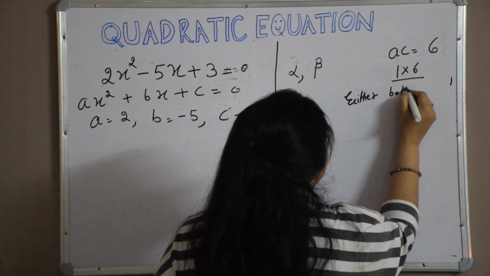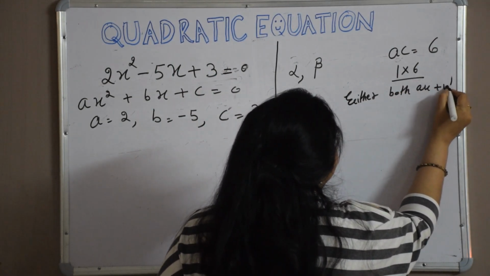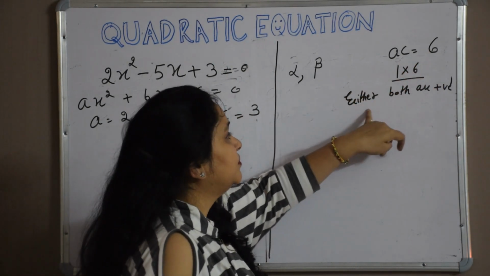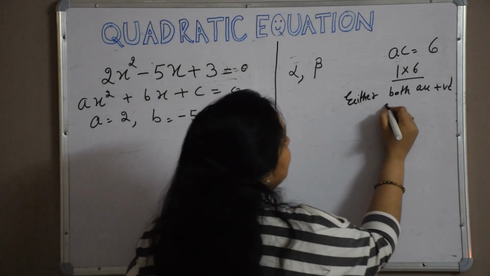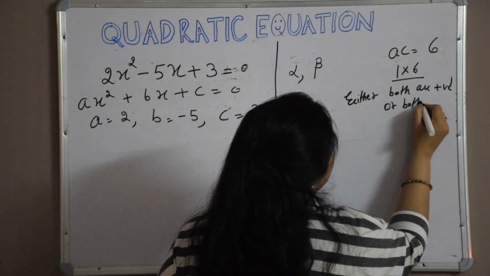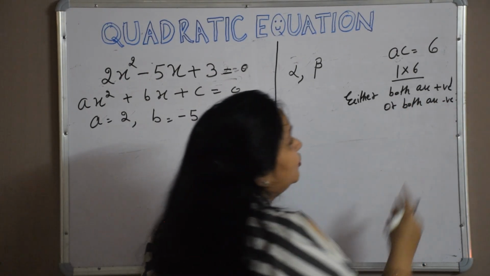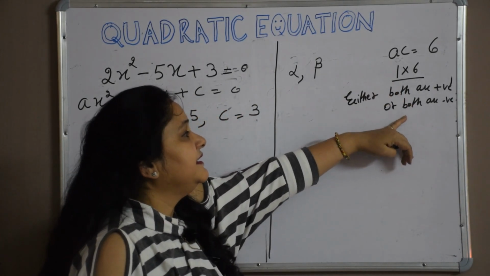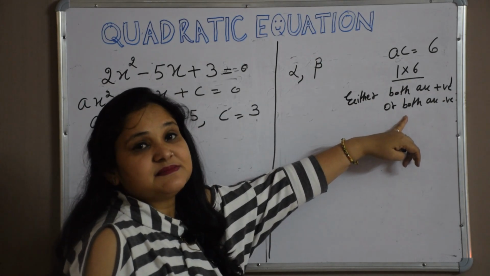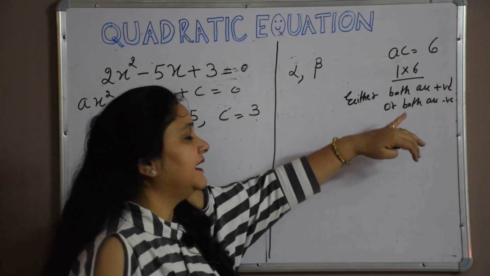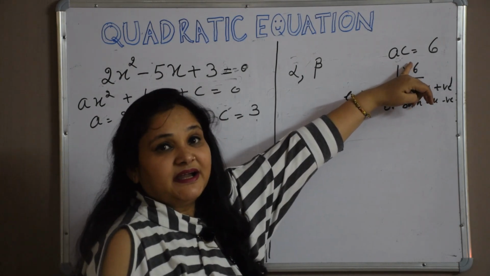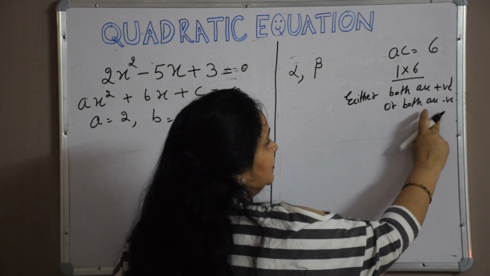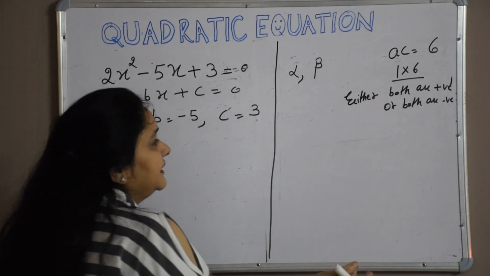both are positive. If we multiply two positive numbers, we always get positive. So either both are positive or both are negative. If we multiply two negative numbers, then also the product is 6. Here it is not possible that one is positive, one is negative, because in that case product will become negative. So here our possibilities are either both are positive or both are negative. Alpha beta can be this.